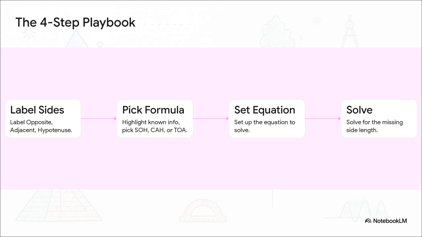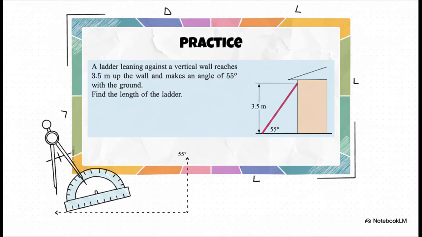Let's actually put this playbook to the test. All right, check out this practical challenge. We've got a ladder leaning up against a vertical wall. It reaches exactly 3.5 meters high, and it hits the ground at a 55-degree angle. Our mission? Find the actual length of the ladder.